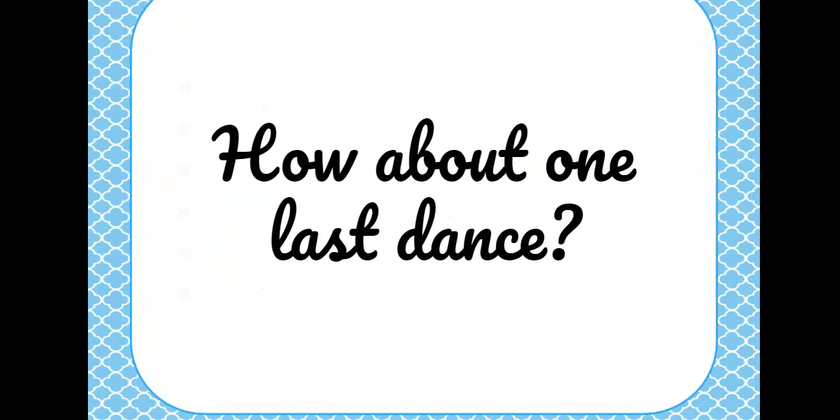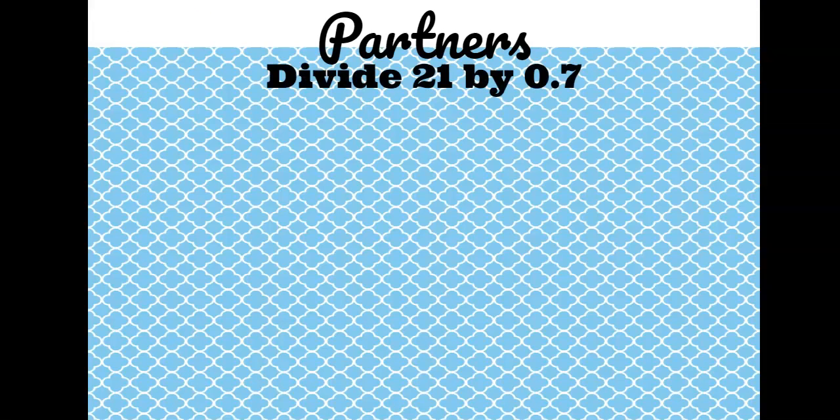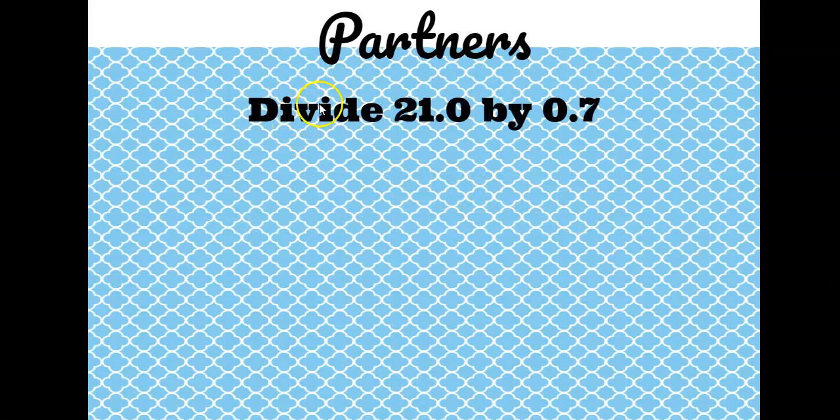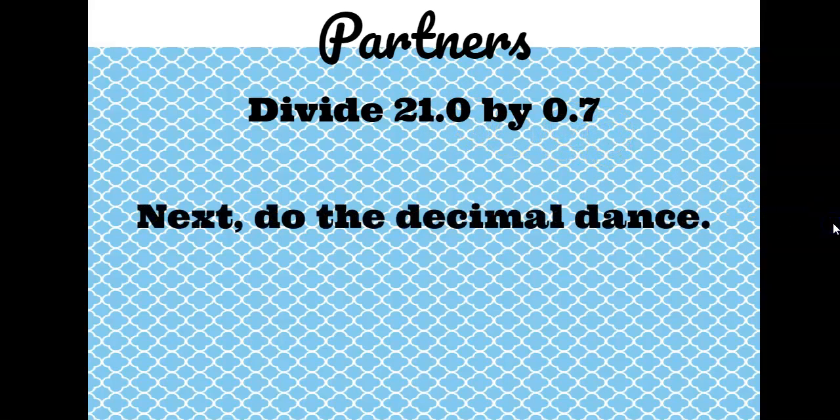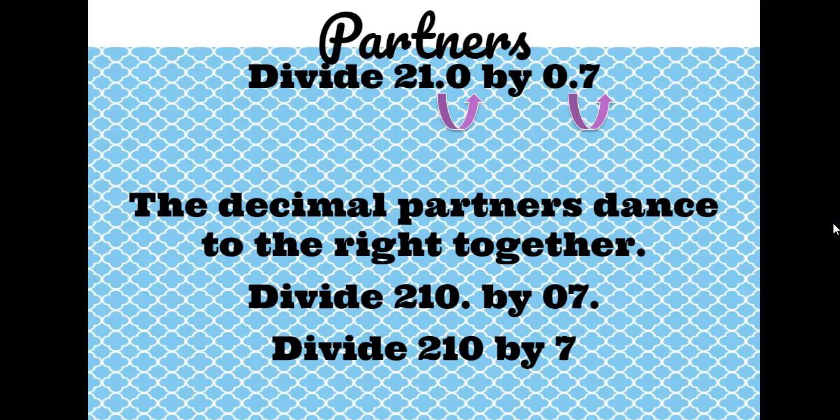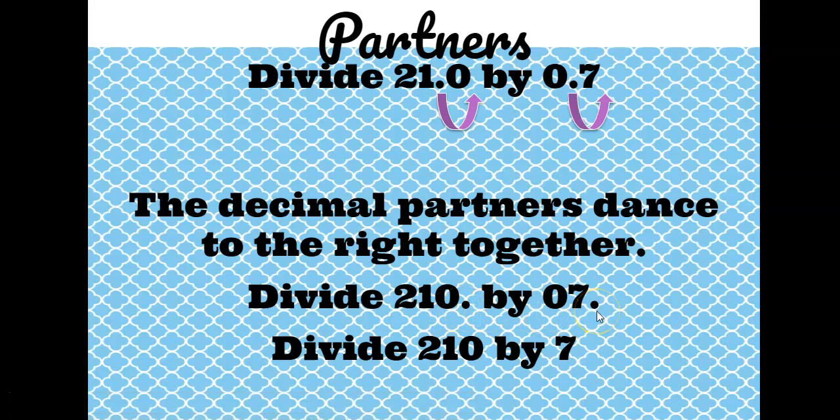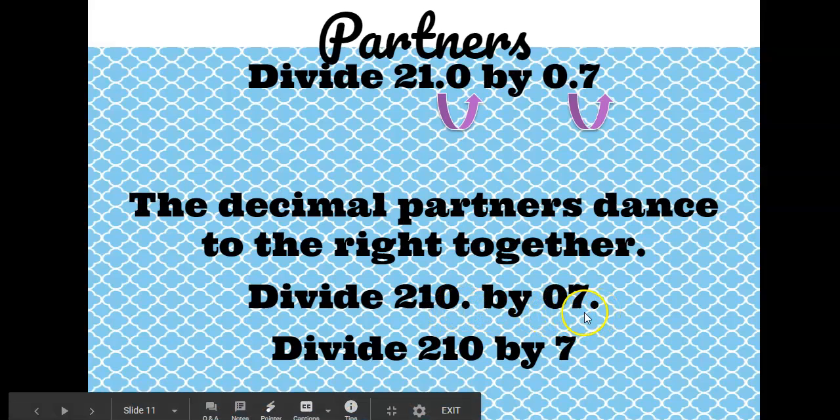How about one last practice dance? Divide 21 by 7/10. First, make sure both numbers have a decimal. The decimal is put at the end of the 21 and a 0 annexed. Now you have a situation where you can move both decimal points to the right, which is called the decimal dance. Once you move those decimals, you now have the number 210 divided by 7. 0.7 is the same as 7.